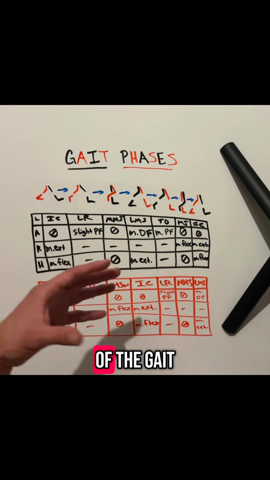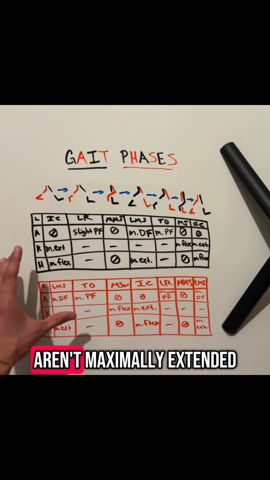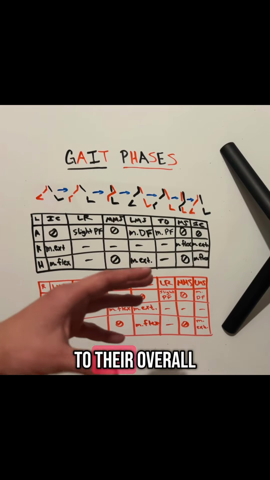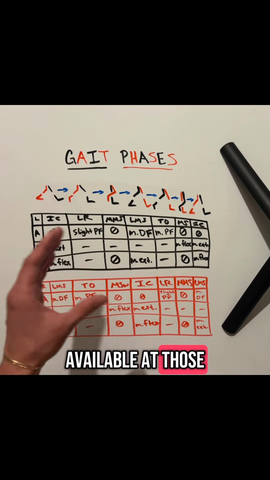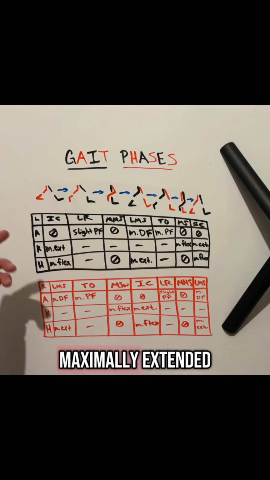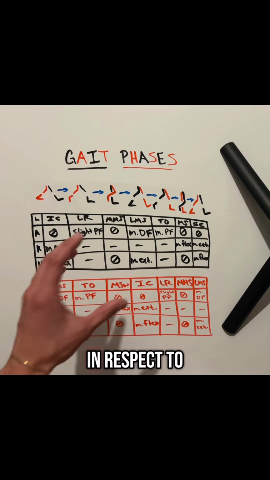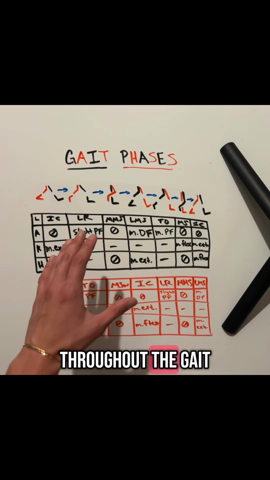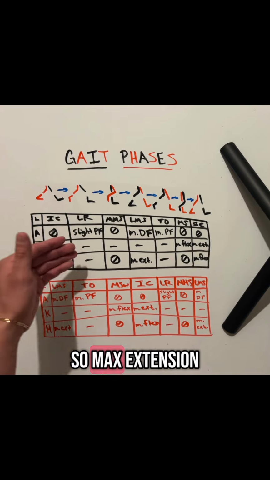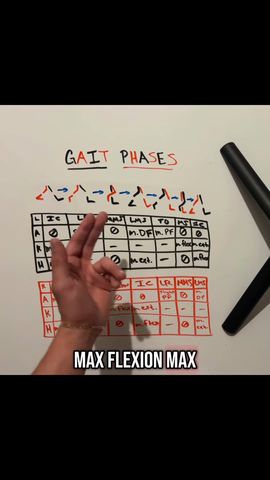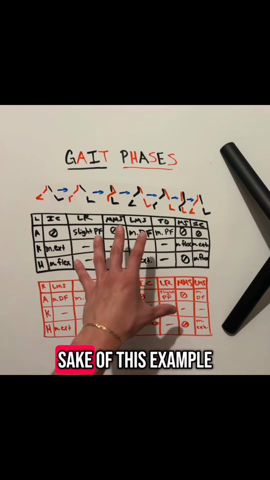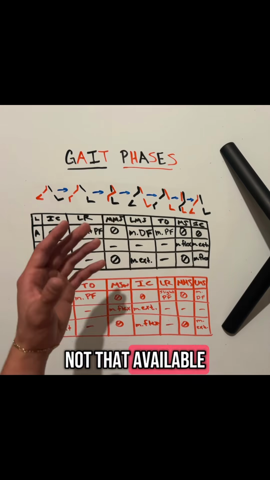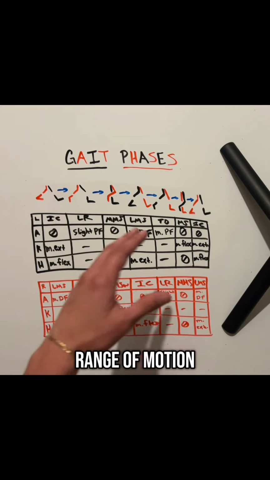So the reason that we have to say "of the gait cycle" is because the knee and hip aren't maximally extended and flexed respectively in respect to their overall ranges of motion available at those specific joints, but they are maximally extended and maximally flexed in respect to the movements that they will undergo throughout the gait cycle. So max extension, max flexion, max dorsiflexion, and max plantar flexion, for the sake of this example, refers to that being experienced during gait, not that available throughout the whole range of motion that that joint allows.